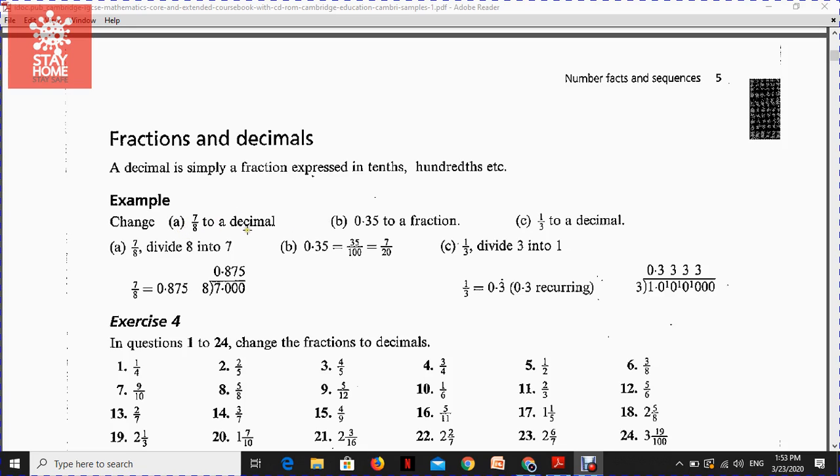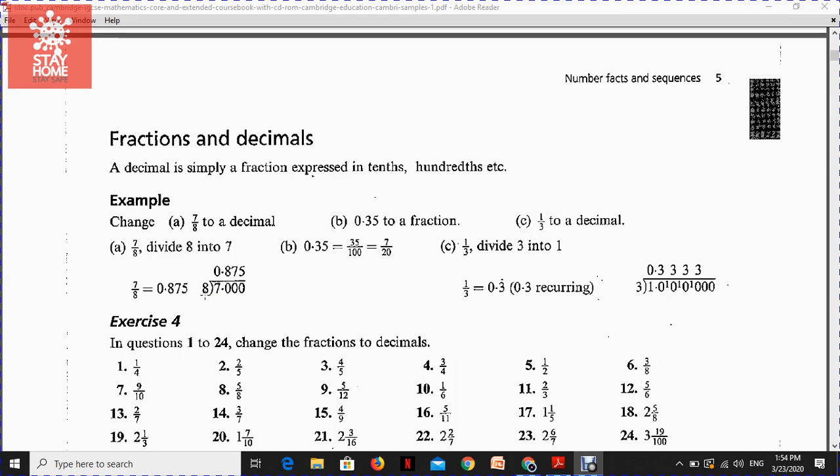Change 7/8 to the decimal. Very simple. You can divide it. 7 divided by 8, because 7 is lesser than 8, so write 0, and now you have 70. The table of 8 up to 70: 8 multiply 8, 64. 70 minus 64, it will be 6. Now 6, and bring this 0 down, it will be 60. Like that, you know this division process.